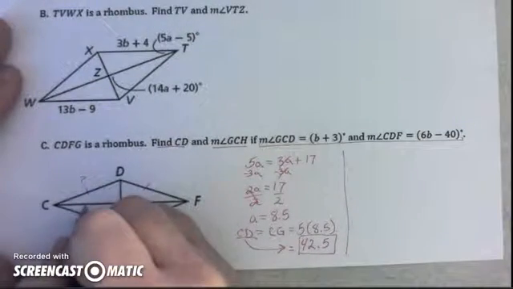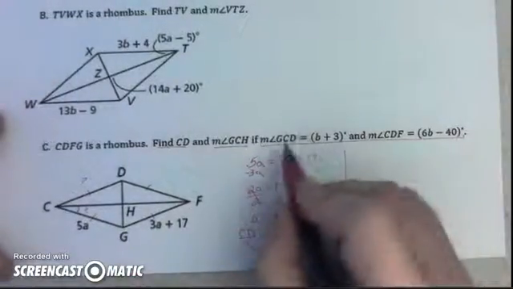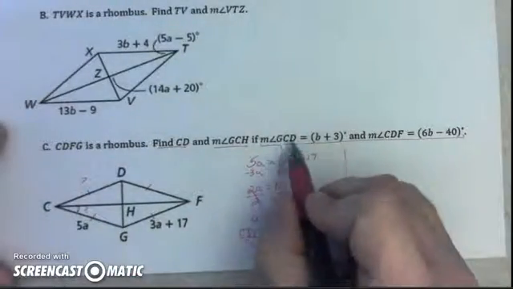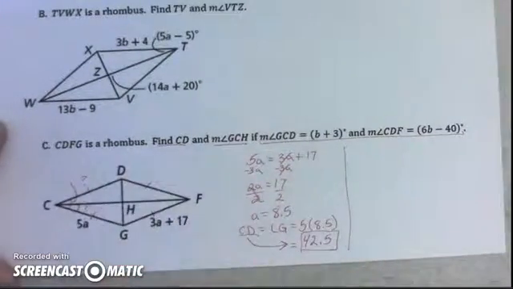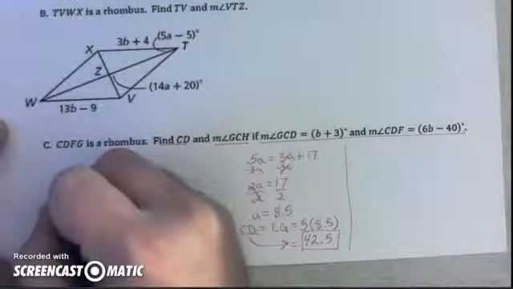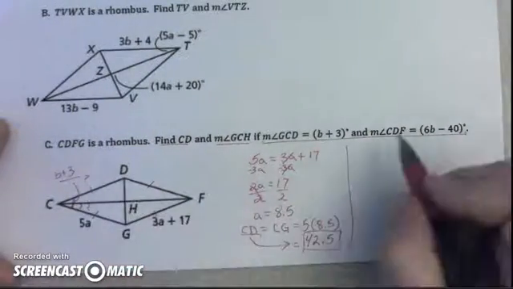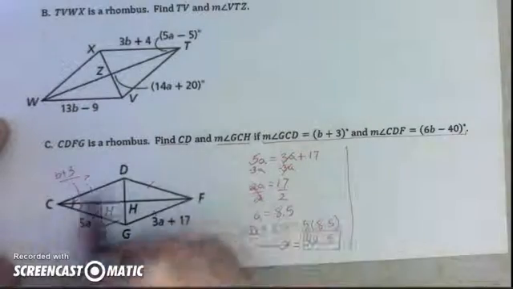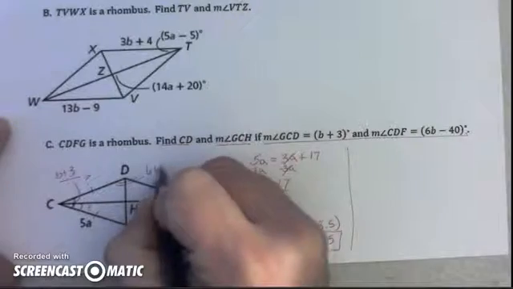GCH. So this is what we're looking for, this angle measure here. So we're going to look at the given information about the other angles. We are told that GCD, this angle, the whole thing, is B plus 3. And we're told that CDF, this angle, is 6B minus 40.